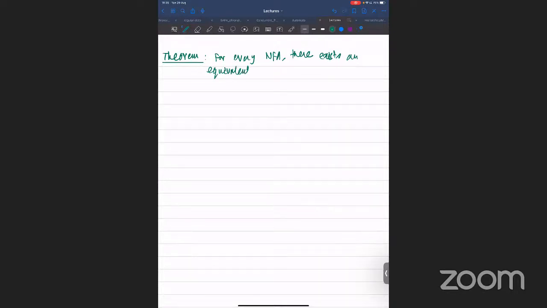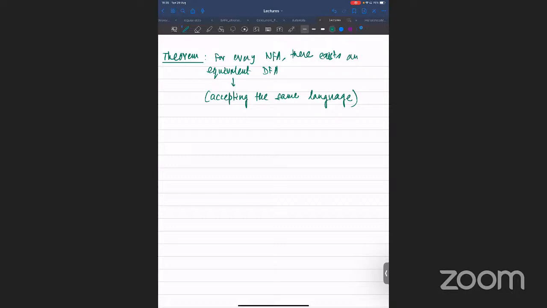So what does equivalent mean again? Equivalent means accepting the same language. Same language. Correct? Good.